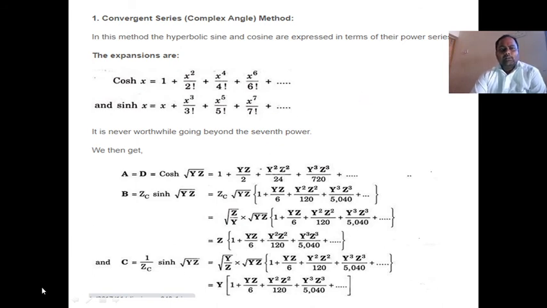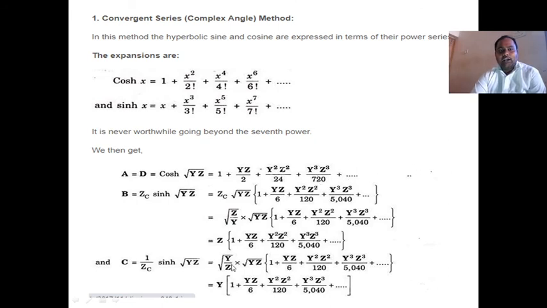In a similar manner, we get the constant A equal to D, that is equal to cosh root yz. Substitute cosh x as 1 plus x squared by 2 factorial plus x power 4 by 4 factorial plus x power 6 by 6 factorial. In the place of x we have root yz. What do you get? 1 plus yz by 2 plus y squared z squared by 24 plus y cubed z cubed by 720 plus and so on.